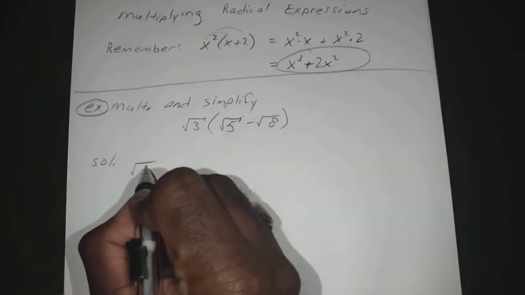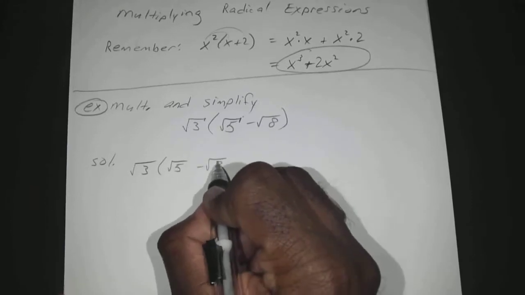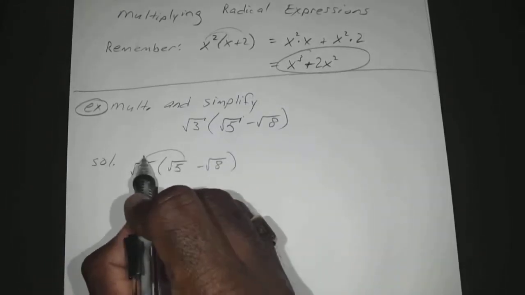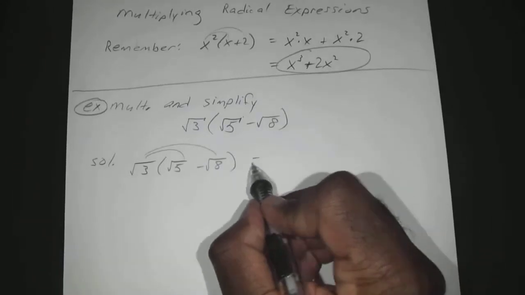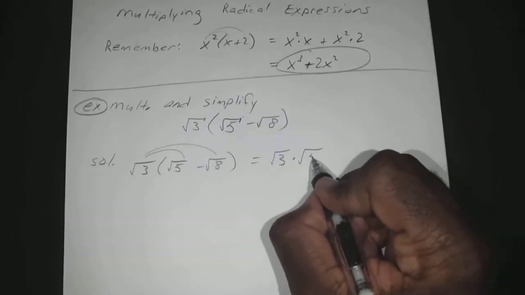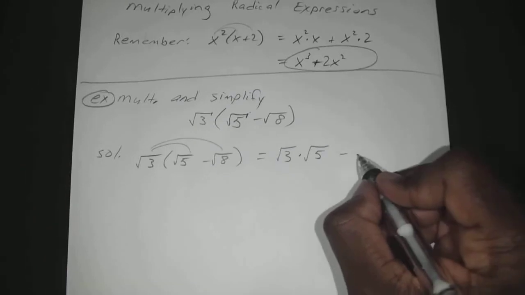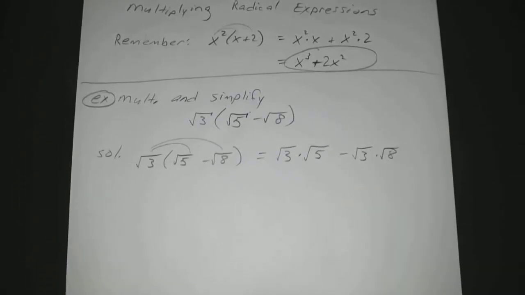Okay, so if we had square root of 3 times square root of 5 minus square root of 8, you just go ahead and distribute it. Same way you would if you had variables. Okay, so that's square root of 3 times square root of 5 minus square root of 3 times square root of 8.